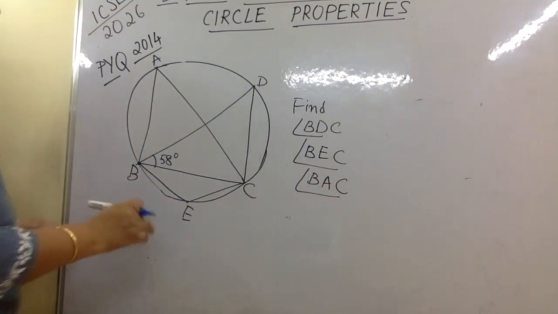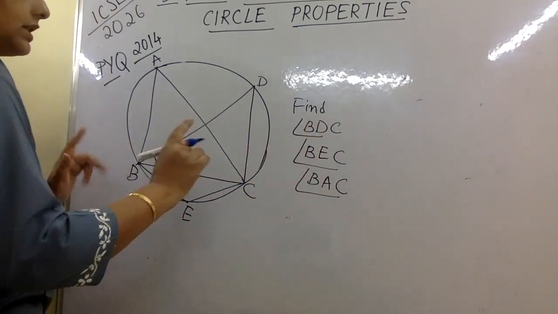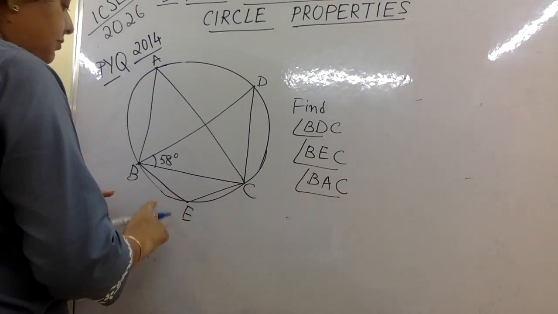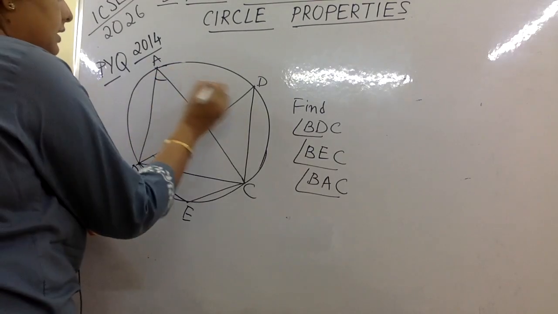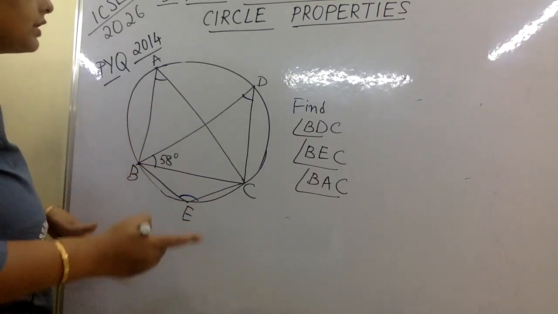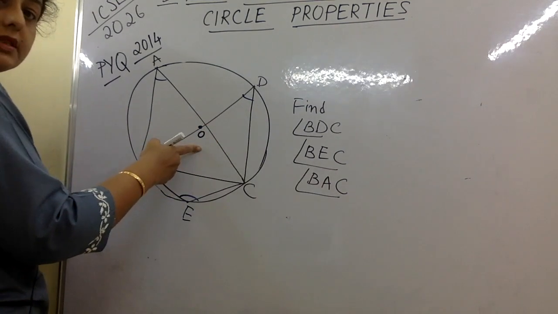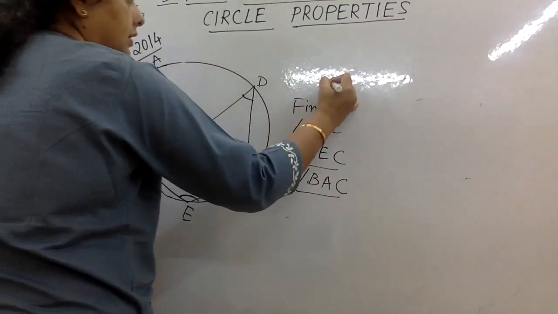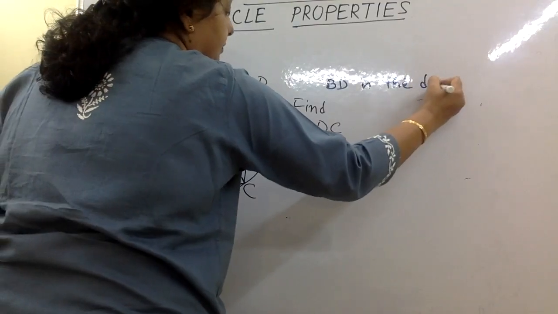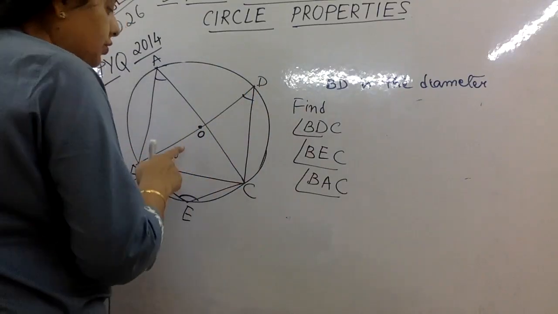So here this question says, we have a circle, we have a chord BC, and we have to find angle BDC. First things to locate: BDC is here, BEC is here, and BAC is here. So we have to find this, this and this. What they have given us is this 58 degree. They have also marked BD as the diameter. It is very important to locate the diameter.